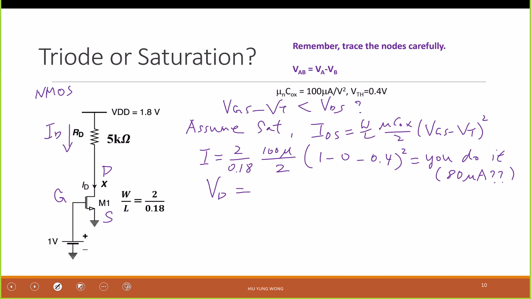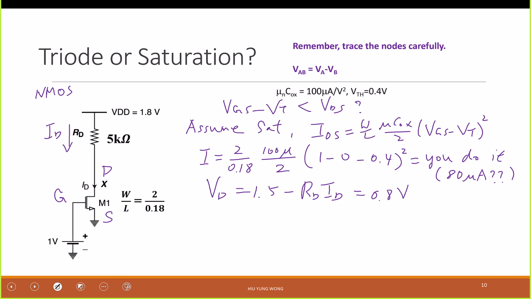Or you just go for, I want you to be very familiar with this, I start with 1.8 volt, KVL. Then I go down, I have a potential drop. So this is 1.8 minus RD times ID. Potential drop is RD times ID, right? So if you plug in everything, including the 80 microampere that you need to check, what I got is 0.8 volts. Basically Vx is 0.8 volts.